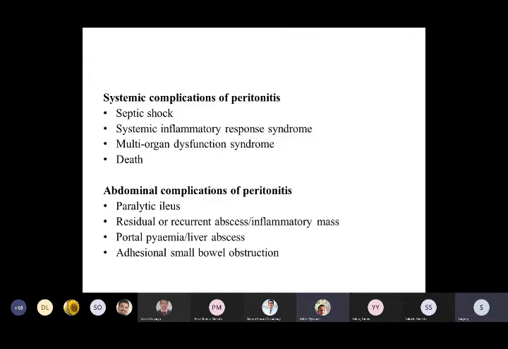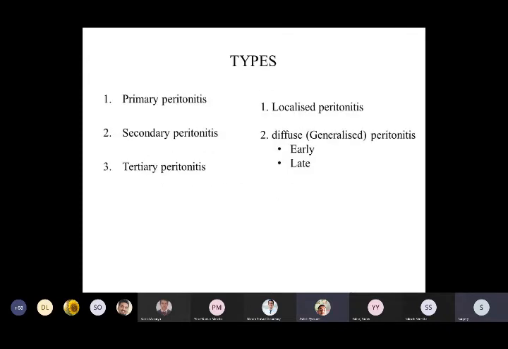Types of peritonitis. There is primary peritonitis, secondary peritonitis, and tertiary peritonitis. Another type is localized peritonitis and generalized peritonitis. Generalized peritonitis is also divided into early and late. We'll be talking about the primary, secondary, and tertiary peritonitis.